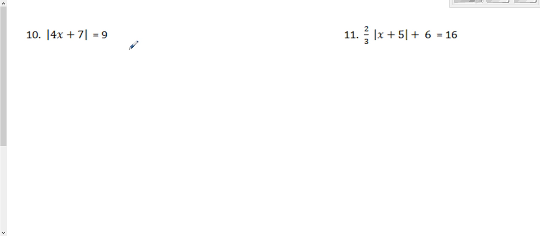Here are the last 4 problems for the review, 1.6 and 1.7. This is an absolute value equation.